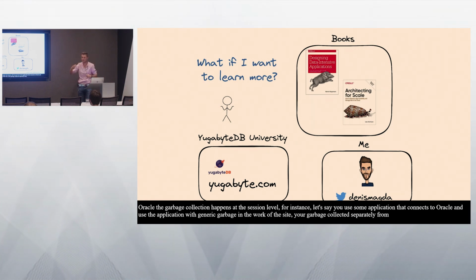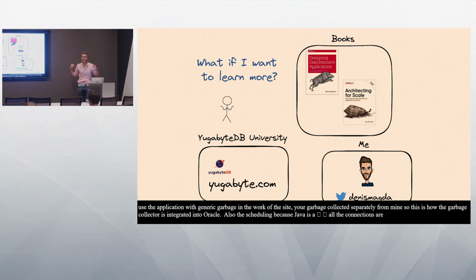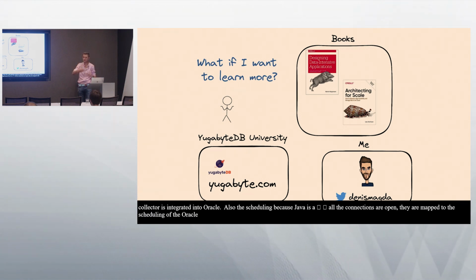And also the scheduling, because Java is multi-threaded, which means that all of those sessions, all of those connections to Oracle that are open, are mapped to the scheduling of the Oracle database. The Oracle database decides which thread is going to be executed, which thread is going to be put on pause. So this is what Oracle did.